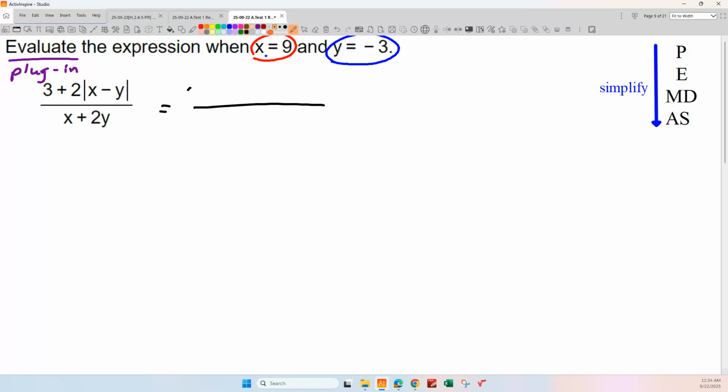So on the top we just get 3 plus the absolute value of x, so I'm going to plug in a 9. When I'm plugging stuff in, what do I always have to remember to include? Parentheses. Always include parentheses. So that 9, I'm going to put inside parentheses.